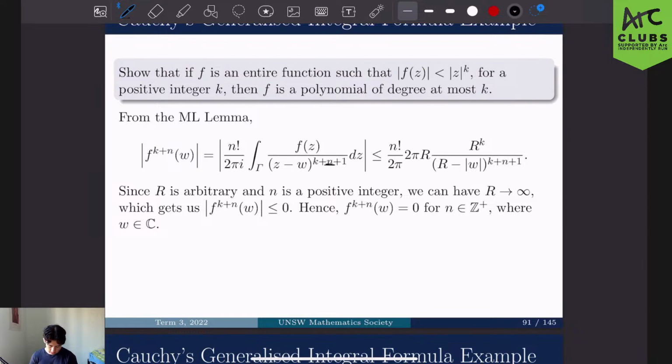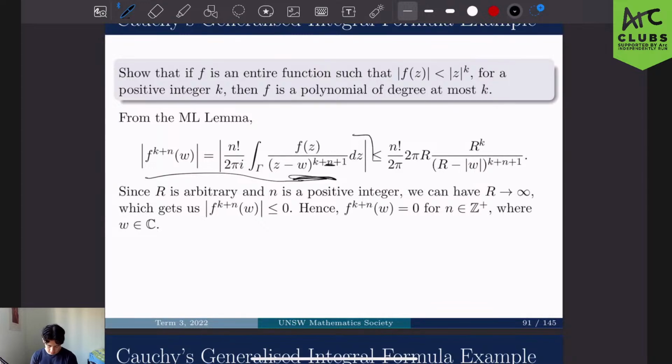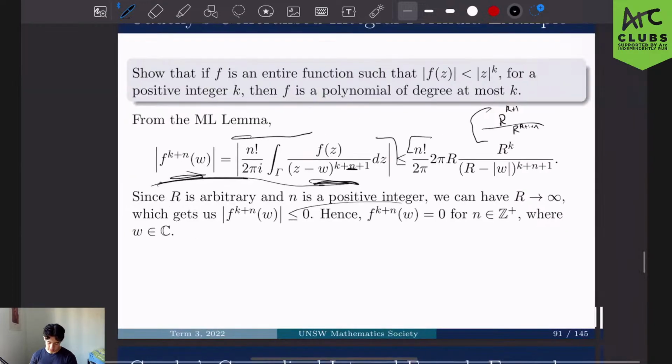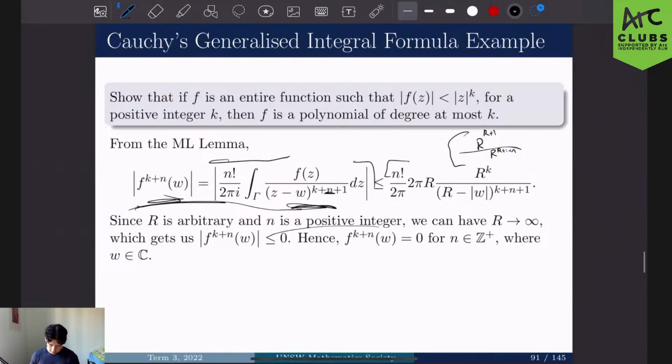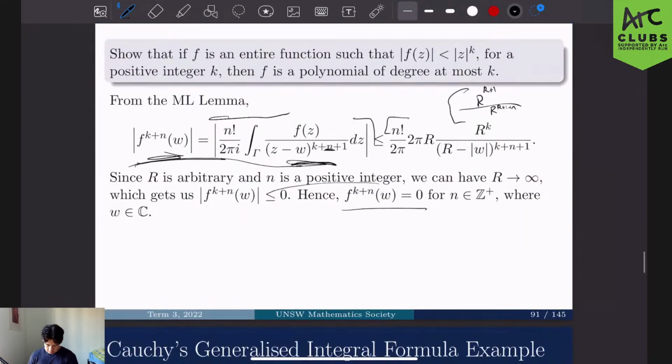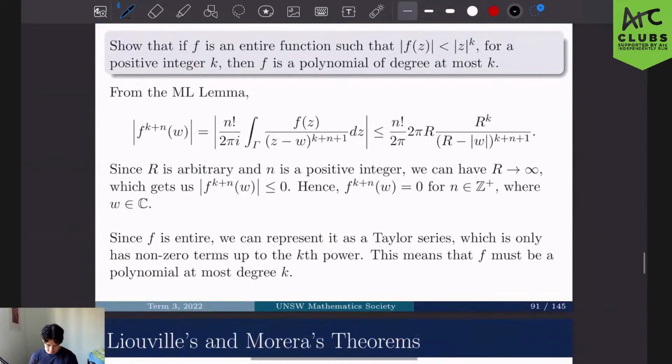We can have r approaches infinity, which gets us this term which we were looking for. This is by the generalized integral formula. This left side is equal to this middle part. And as r approaches infinity this will be equal to 0, less than or equal to 0, because we have r to the k plus 1 on top, and then on the bottom r to the k plus 1 plus n, where n is a positive integer, so this will evaluate to 0. Hence, we say that this derivative, the k plus nth derivative, is equal to 0, and that will satisfy our requirement here.